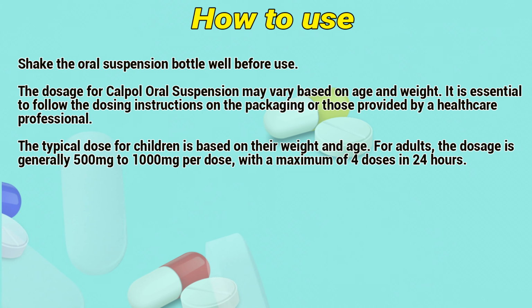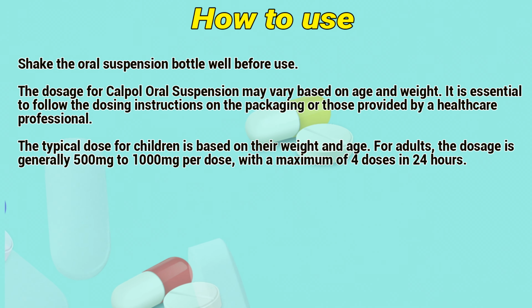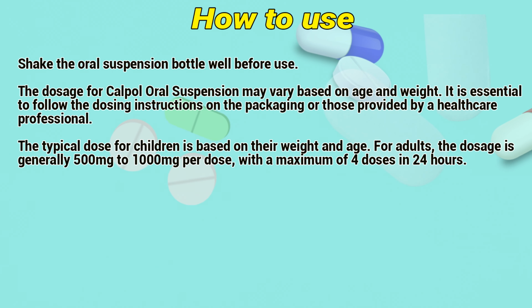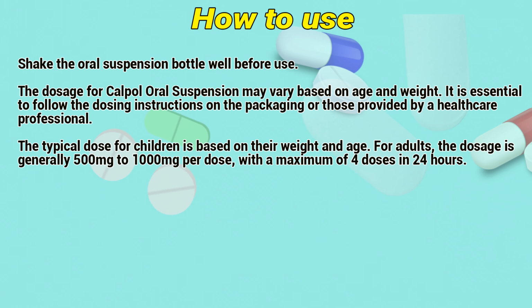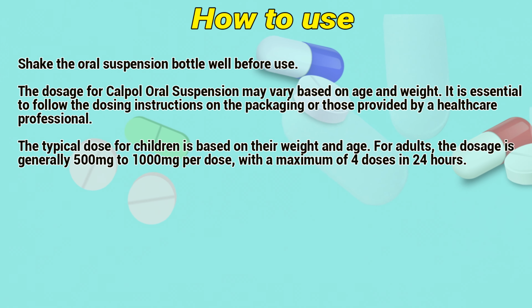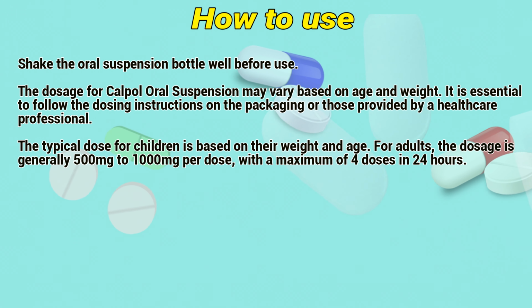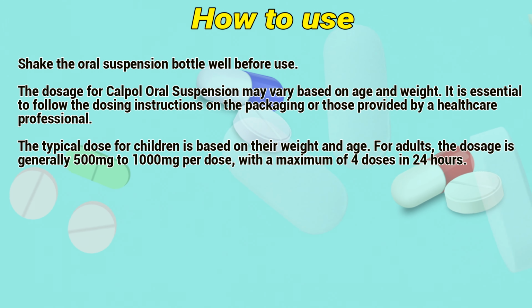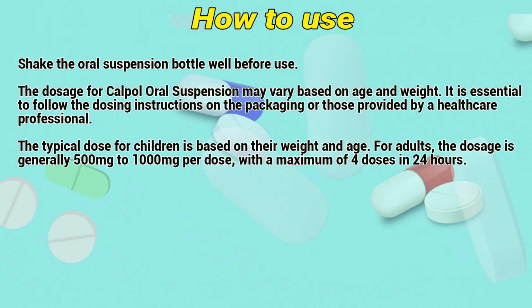How to use: shake the oral suspension bottle well before use. The dosage for Calpol Oral Suspension may vary based on age and weight. It is essential to follow the dose instructions on the packaging or those provided by a healthcare professional. The typical dose for children is based on their weight and age. For adults, the dosage is generally 500 mg to 1000 mg per dose, with a maximum of 4 doses in 24 hours.